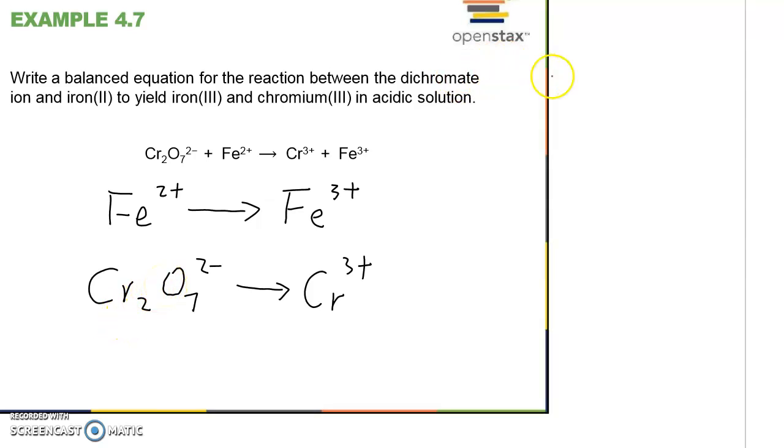Okay, so how do we balance it? The first step is to write the two half reactions. We just did this part. So what is the next step?